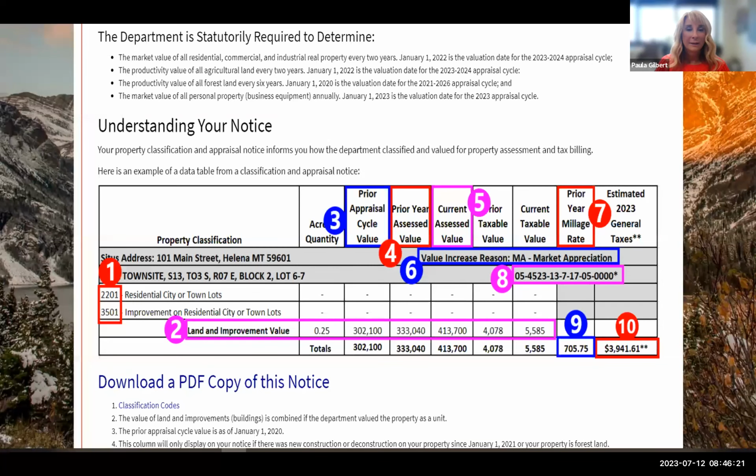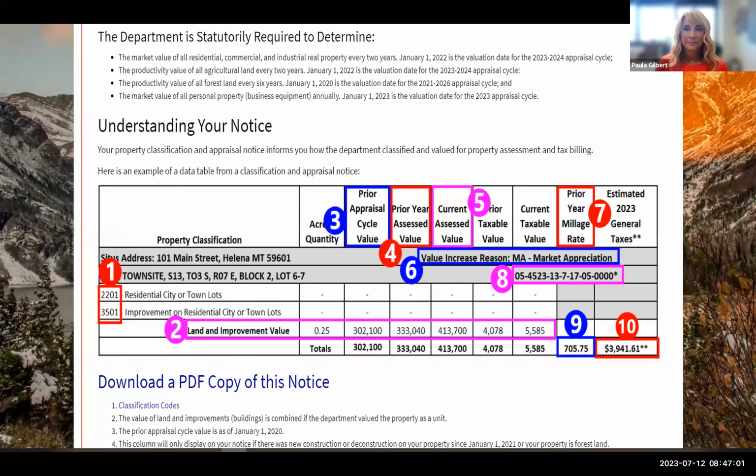If we move on then to number 5, we're looking at taxable value. Remember that taxable value is calculated by taking your market or your assessed value times the appropriate tax rate. So here, last year's taxable value was $4,078. We arrived at that by taking the prior year assessed value times the 1.35%, which is the residential tax rate, to arrive at that taxable value. Next to that, we're going to see the current taxable value. This again is taking that current assessed value times that same tax rate.